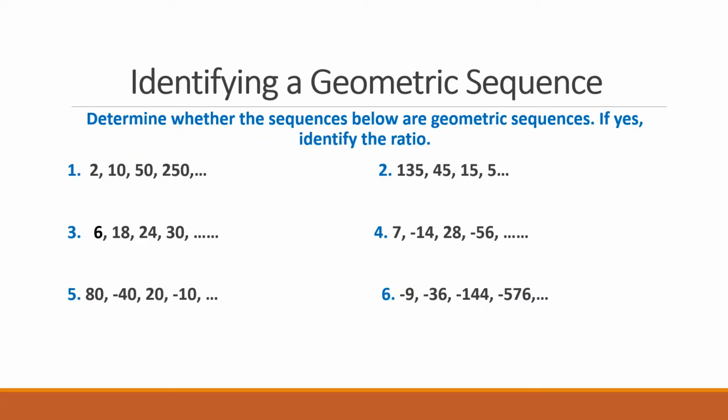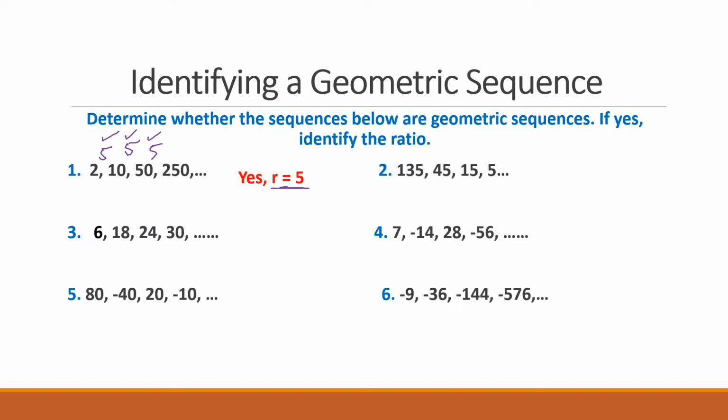Now for these problems here, we want to determine whether or not these are geometric sequences. If yes, we want to identify the ratio. So as stated earlier, there has to be a common ratio. And so what we want to do, I'm going to start at the last term here and start dividing. So 250 divided by 50 is 5. 50 divided by 10 is 5. 10 divided by 2 is 5. And so, yes, this is a geometric sequence, and my common ratio is 5 because I have a constant ratio of 5 right here.